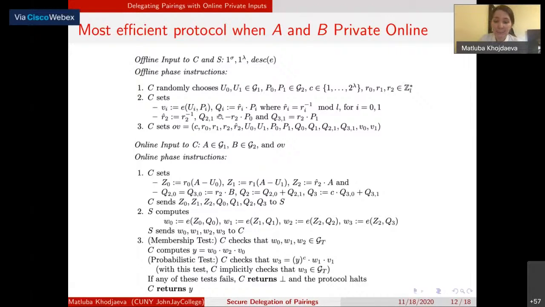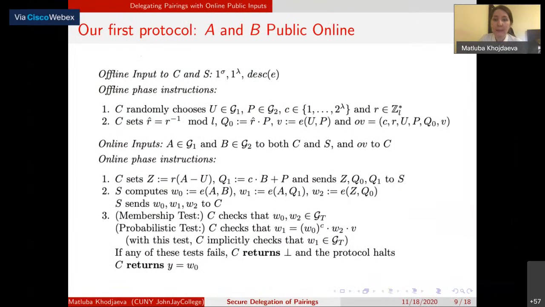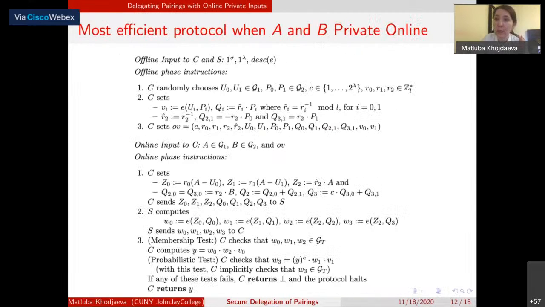If A and B are publicly known, then I can give them to the server to calculate e(A, B). So you can see that the server is calculating e(A, B). But when A and B are private online, I cannot just let the server know what A and B are. In that scenario I have to hide them. Let me show you the protocol. Yes, I have to make sure that no information about A and no information about B is leaking to the server. This is how it is different.